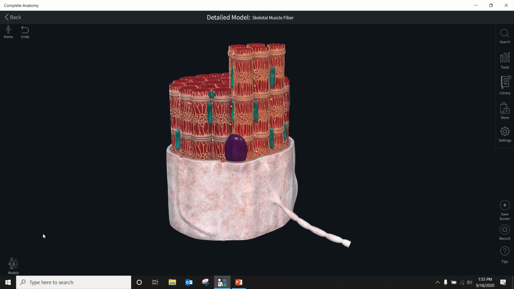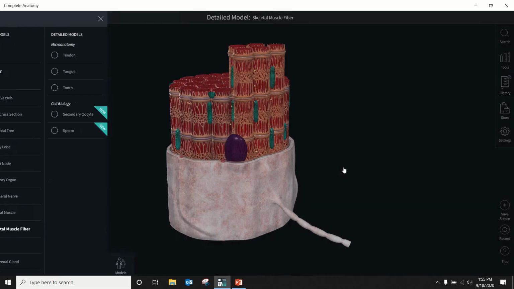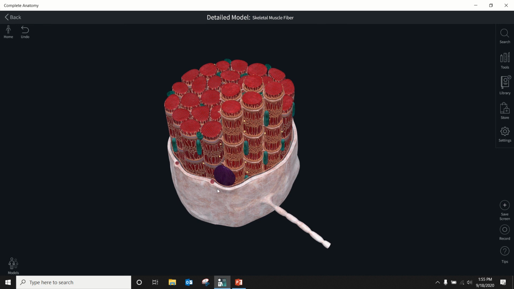So in terms of what we're looking at here, this is an individual skeletal muscle fiber. If you click on the models, go to skeletal muscle fiber, that's what we're looking at. This is an individual muscle cell, and this is its little connection to the central nervous system. This is its layer of connective tissue that wraps around the individual muscle cell. Remember that that is the endomysium. And then these little guys are capillaries. Some of them bring in oxygen, and the rest of them are going to take waste products away. And then this purple thing is the nucleus.